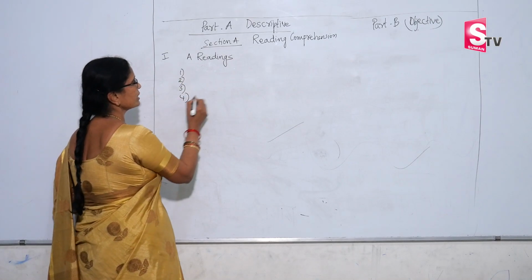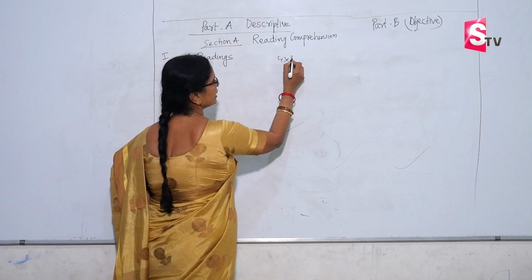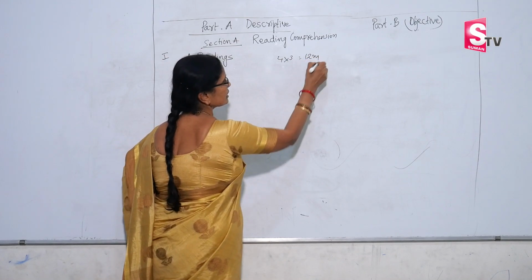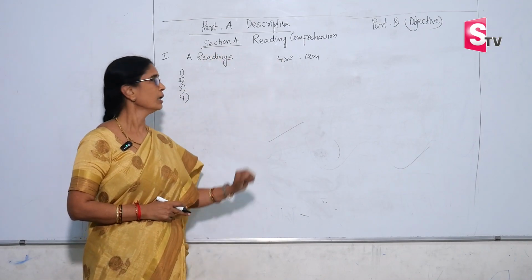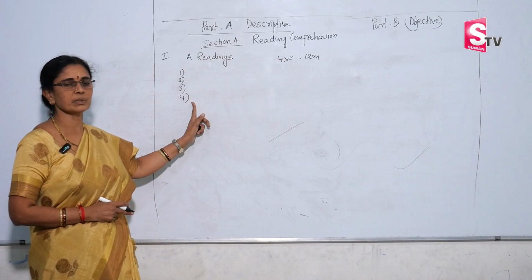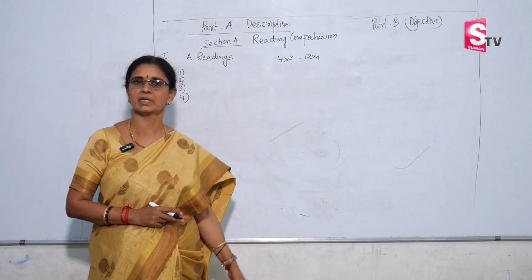Now each question carries 3 marks. So that is 12 marks are allotted for section A. Here 4 questions will be there and these 4 questions will be of different types.